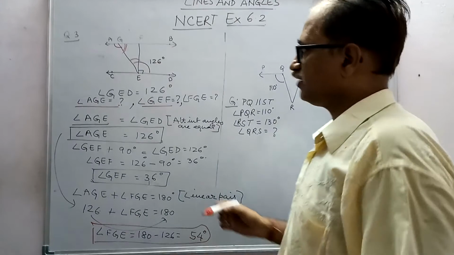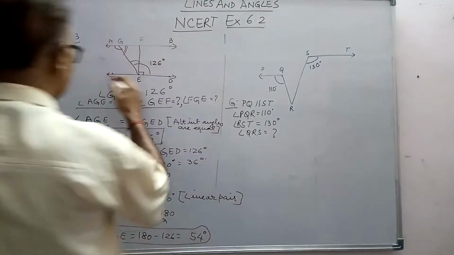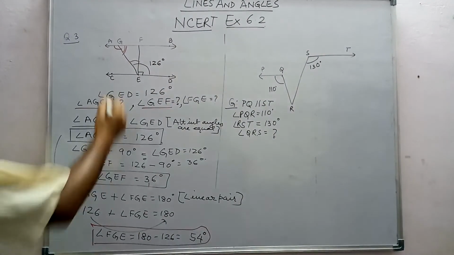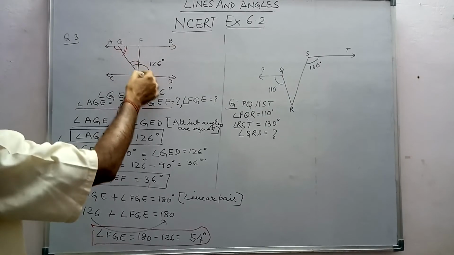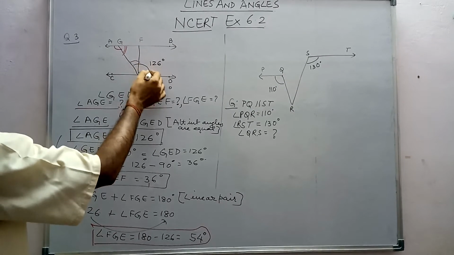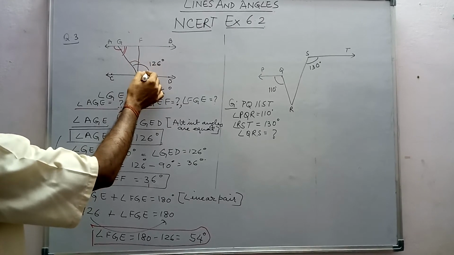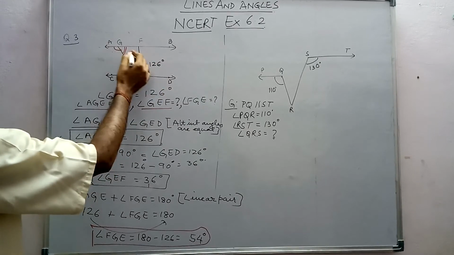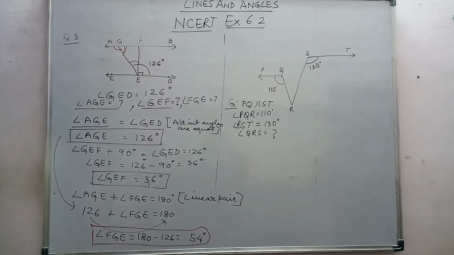Let's see it once again. AB and CD are both parallel lines first of all, and both are cut by this one line here, and this is perpendicular. This whole angle is given as 126 degrees. You have to calculate this angle, and this angle. Three angles you have to calculate.